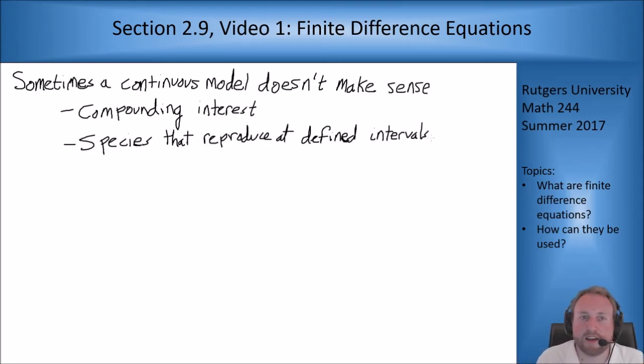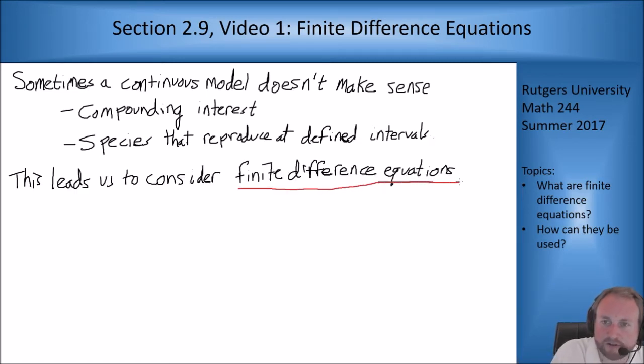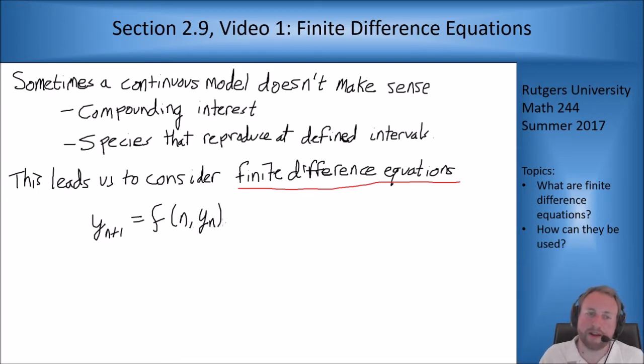So these and other problems make us think about considering finite difference equations, where instead of doing a derivative, you're just looking at a difference from one step to the next. So these finite difference equations basically take the form y_{n+1} equals some function of n and y_n. So basically, I can determine where I'm going to be at the next step, knowing what step I'm at right now, and my value at the current step.